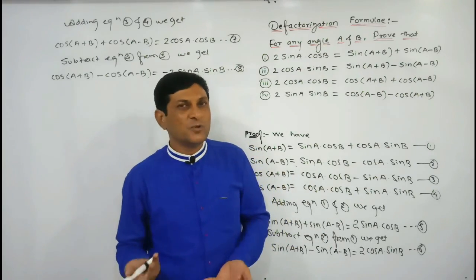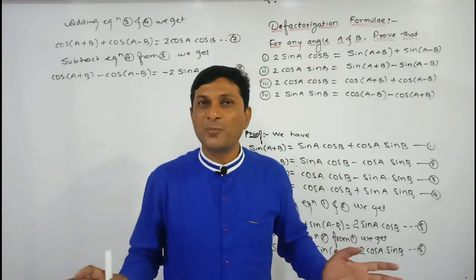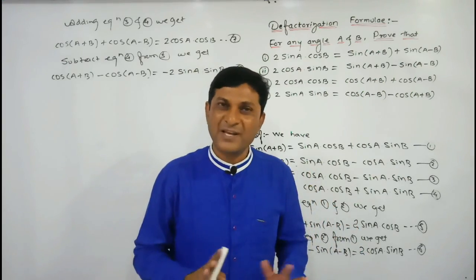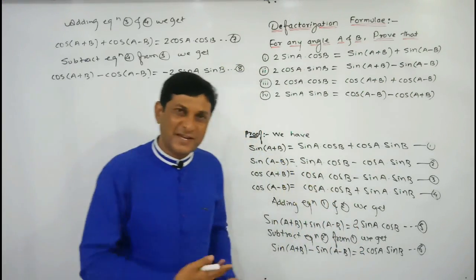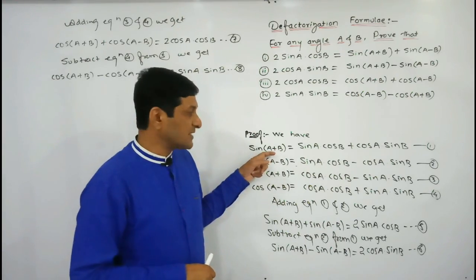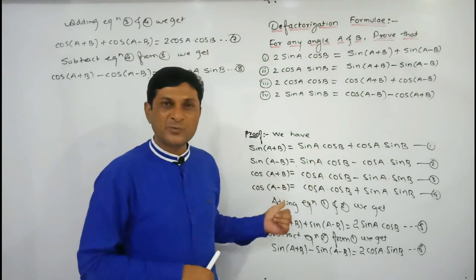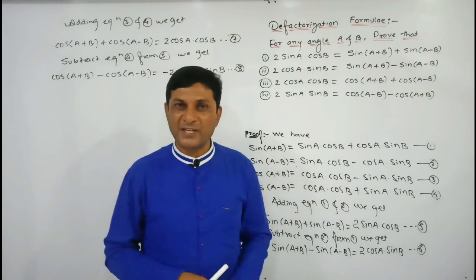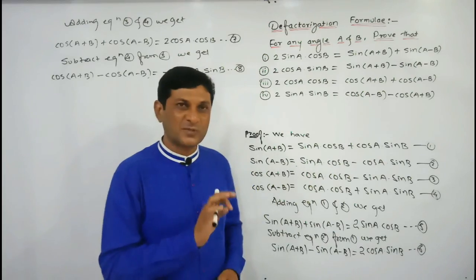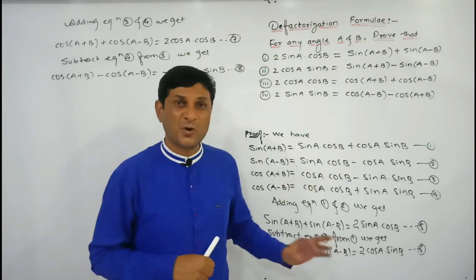So well, the proof of defactorization formulas we have already proved in the factorization formulas, which means we have to just copy the proof of factorization formulas. So let us revise what we have seen in case of factorization formulas. We have written these four formulas: sin(a+b) is equal to sin a cos b plus cos a sin b, sin(a-b) is equal to sin a cos b minus cos a sin b, then cos(a+b) is equal to cos a cos b minus sin a sin b, and cos(a-b) is equal to cos a cos b plus sin a sin b.